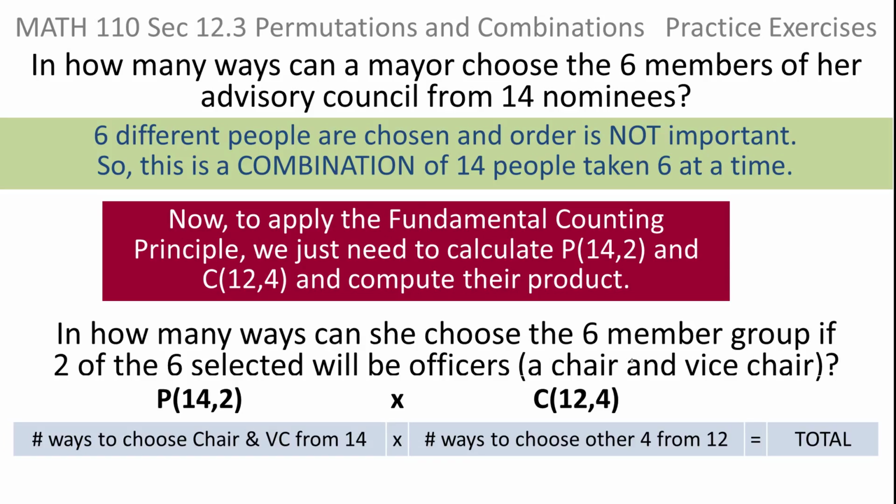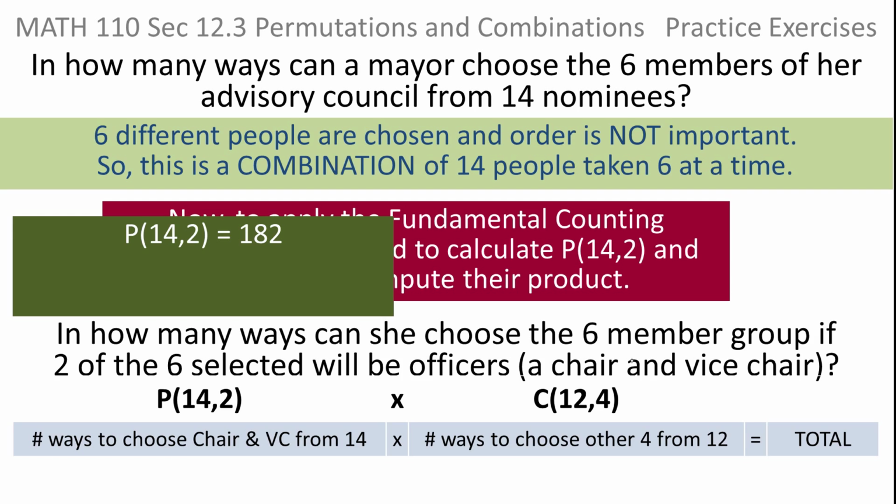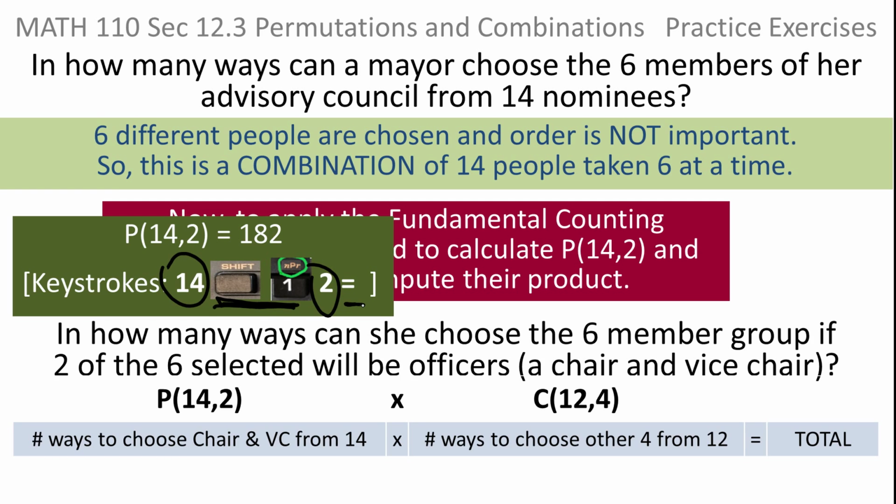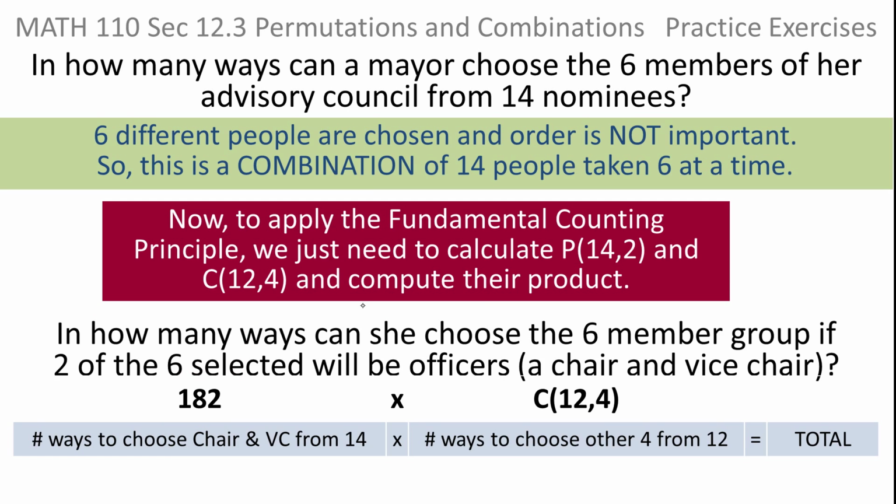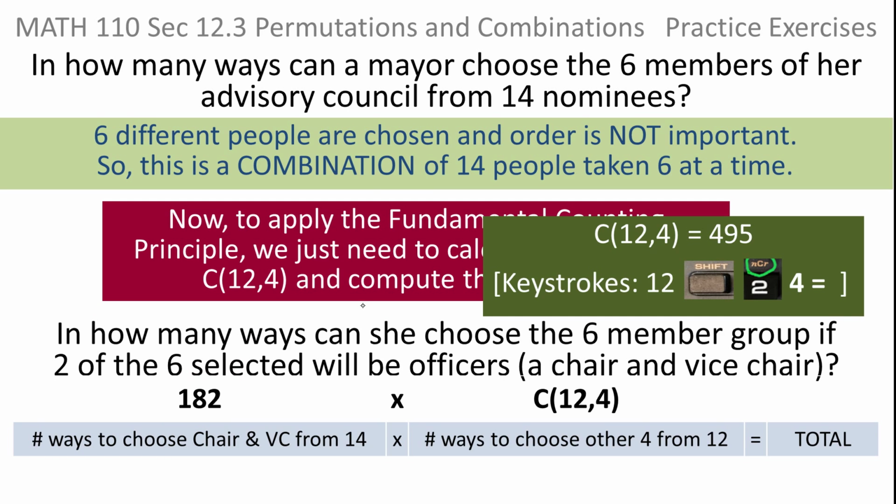So we have to calculate each of those 2. Remember, the permutation uses the shift 1. So you're going to put 14 in, shift 1, 2 in, and then press equal. That will give you 182. Then move over and do the combination. Remember, the combination is shift 2. So you'll enter 12, do shift 2, then enter 4, and to evaluate it, press equal. And that will give you 495.